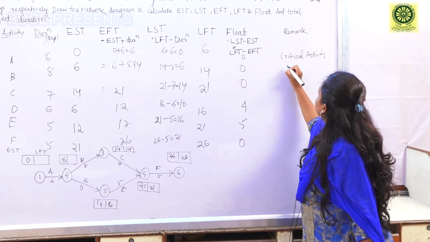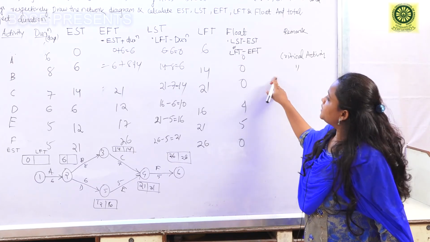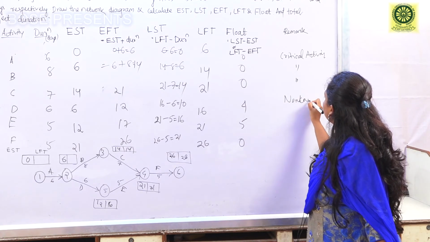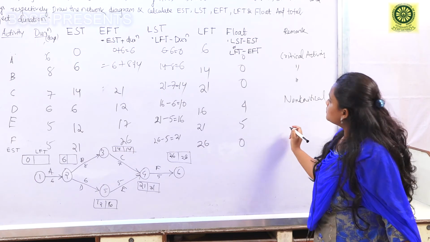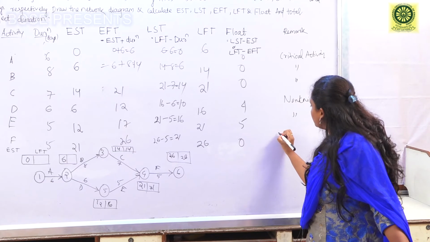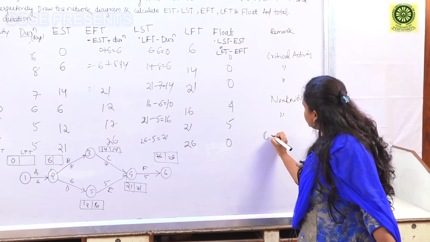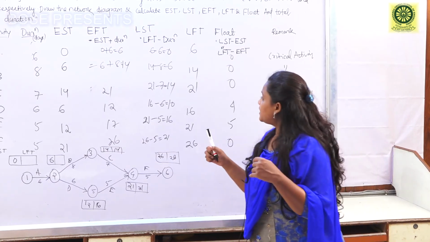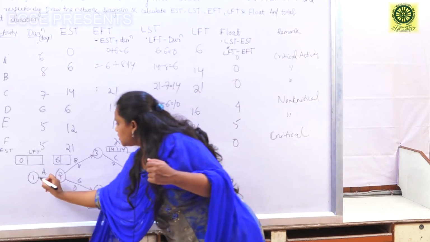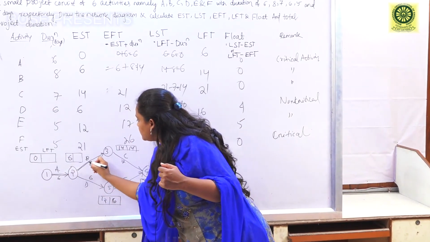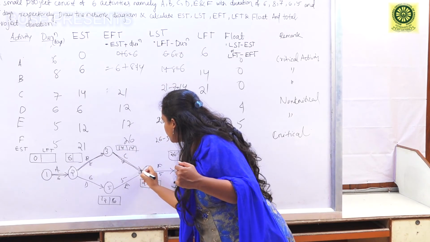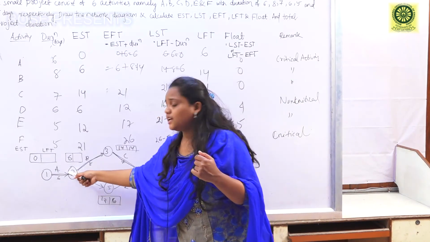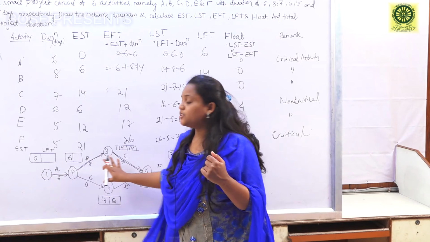Activity A is critical, activity B is also critical, this one is non-critical. Activity E is also non-critical. Then the final activity F is critical. So the critical activities are A with a double arrow, then B, C, and F. The critical activities are drawn as double arrows in the network diagram.